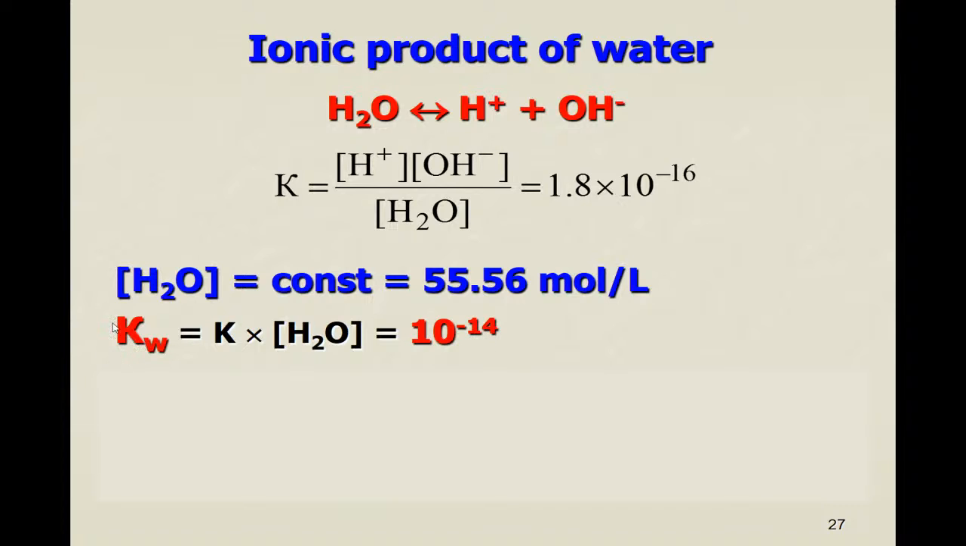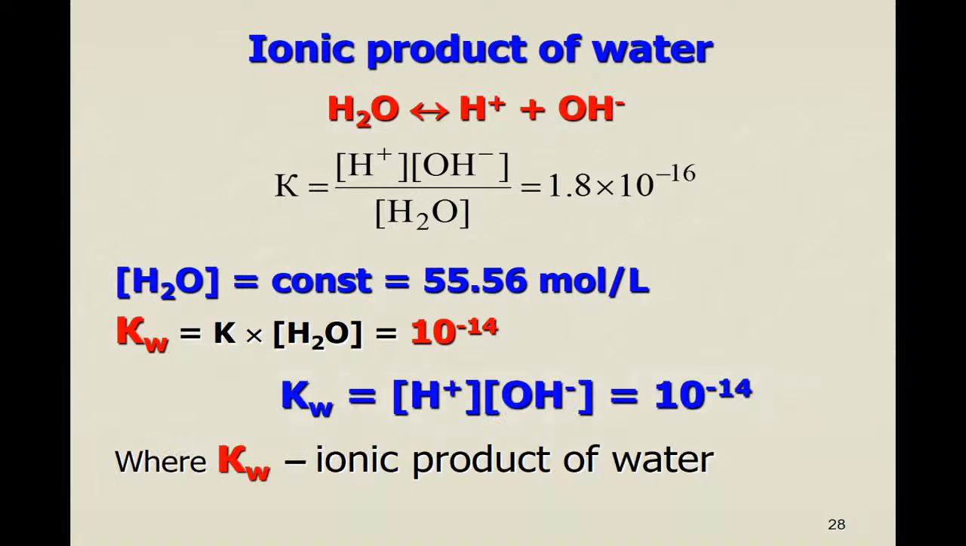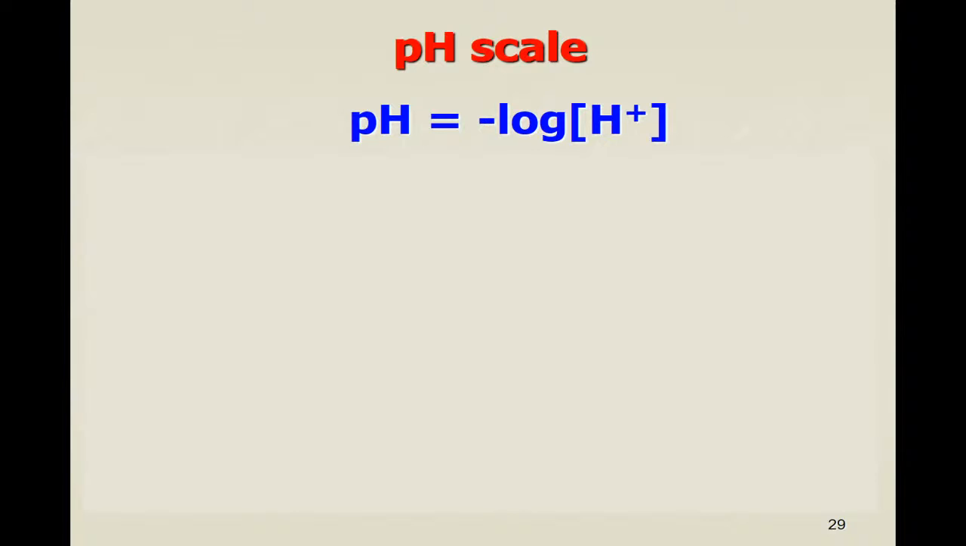This constant is known as the ionic product of water, Kw. It's always the same for any aqueous solution. So what we know: the ionic product of water, Kw, is not the dissociation constant of water. Be attentive. It's always constant, 10 power negative 14, and it can be expressed as the mathematical product of the concentration of proton and the concentration of hydroxide ion. Always the same for any aqueous solution at standard condition.